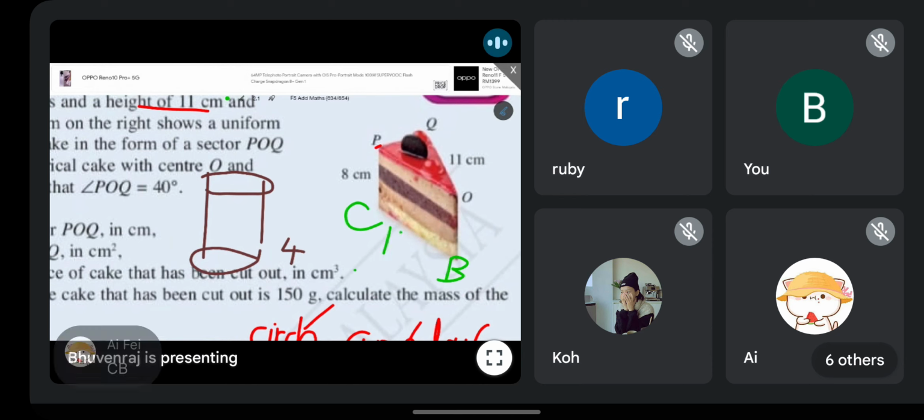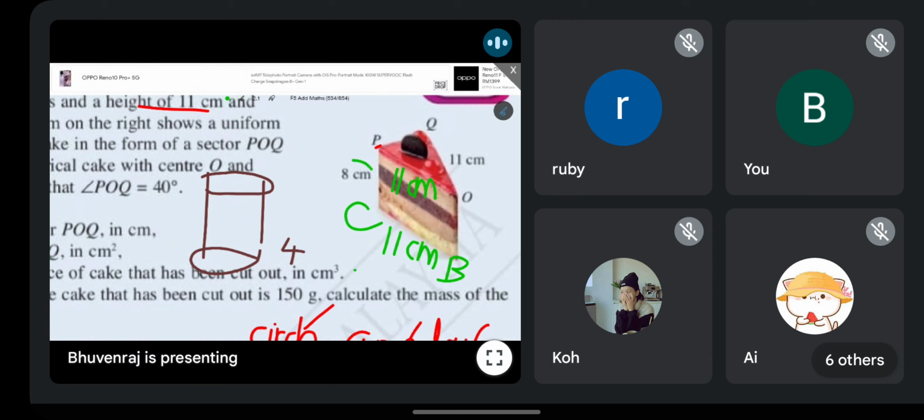Okay, very good. CB is 11 cm. What else? Satu lagi. Very good. Okay, 11 cm is for this. Okay, so this is what you can analyze over here.